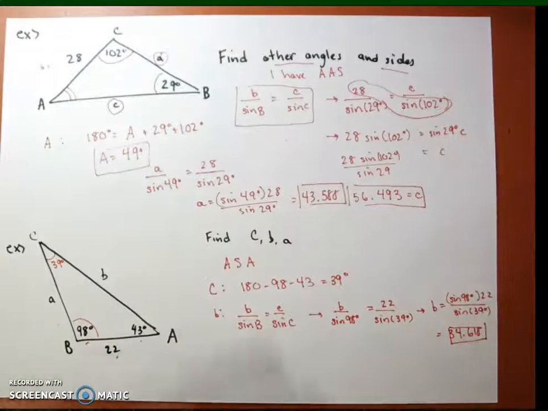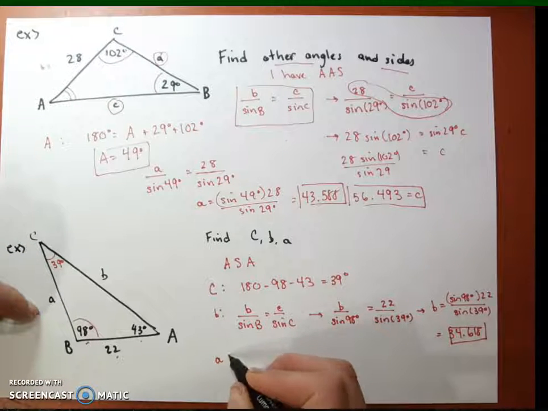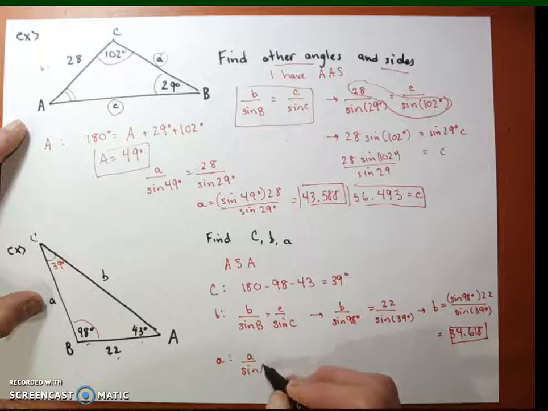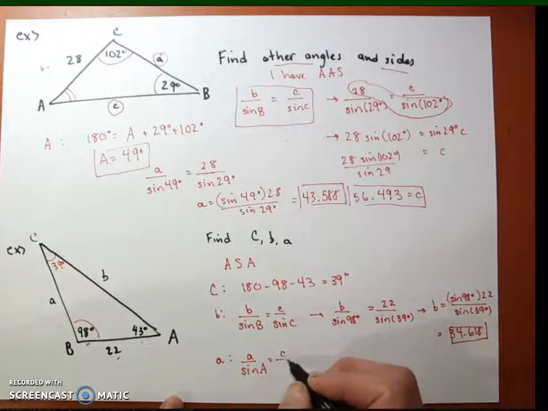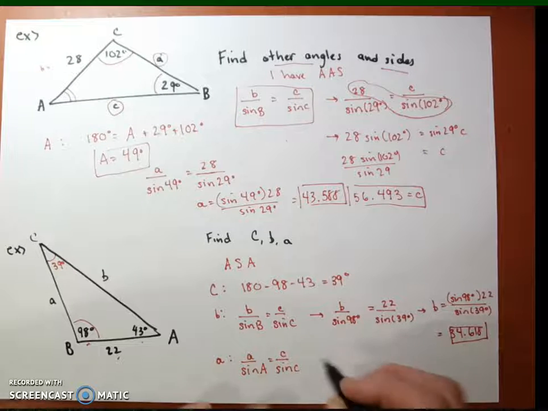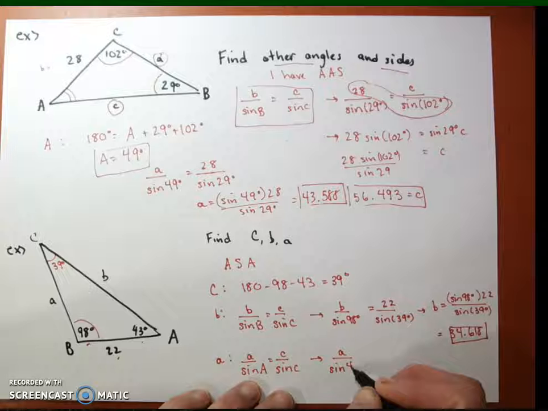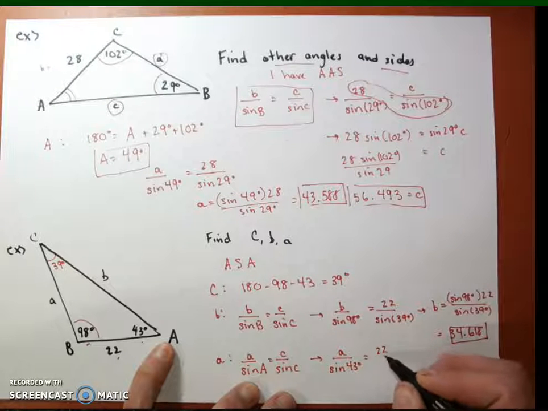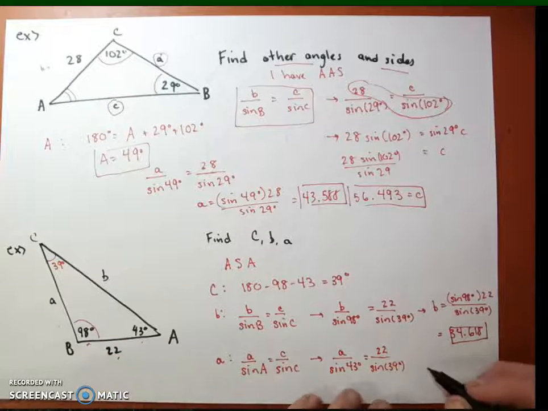Okay, so now let's do length a. So to do a, I need to use a over sine A. And I can use either b over sine B or c over sine C, but let's do c over sine C again. So we'll have a over sine of 43 degrees, since capital A is 43, equals 22, since that's the side opposite capital C, over sine of 39, since 39 is angle C.